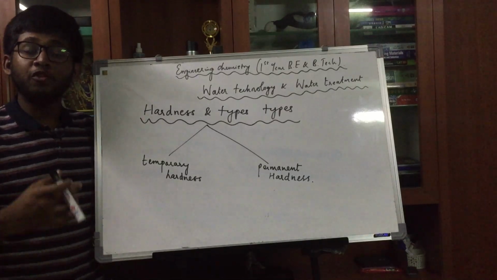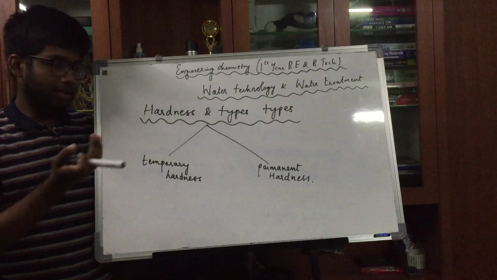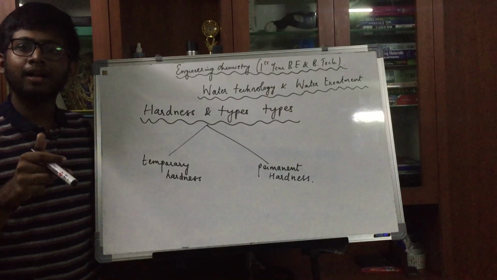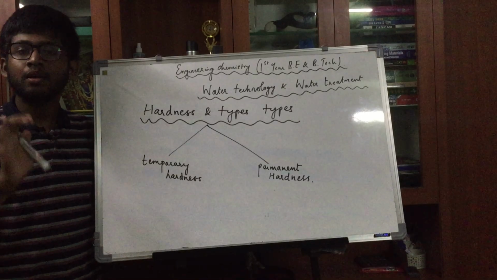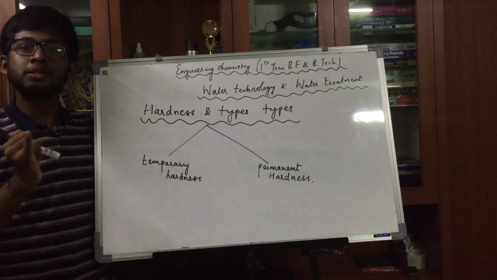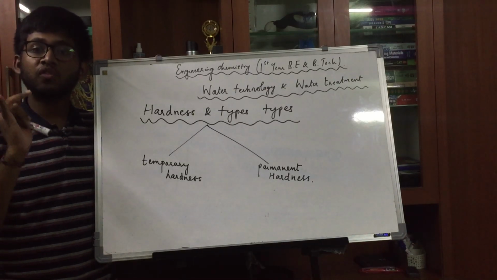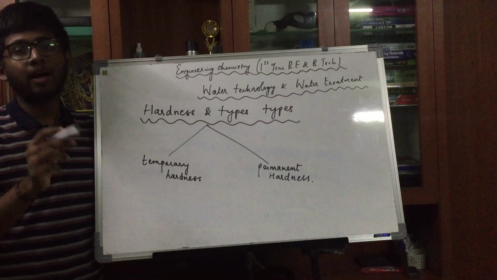So now the property which does not allow the formation of lather with soap is known as hardness. And this hardness is because of various salts of calcium and magnesium. Main points are salts of calcium and magnesium are responsible for hardness, and these salts will lead to lack of formation of lather with soap. These points must be there when you're writing what the definition of hardness is.